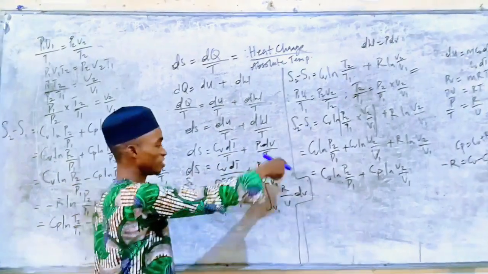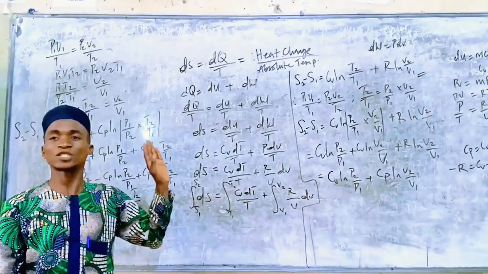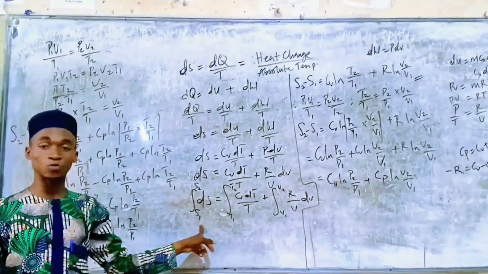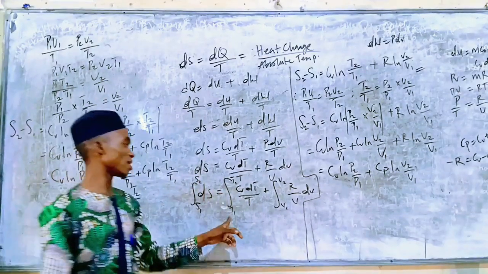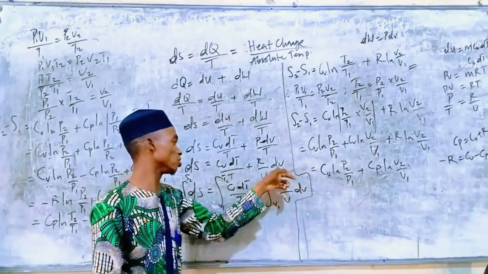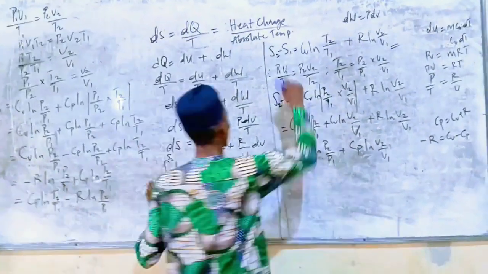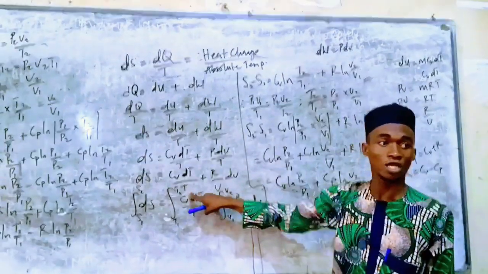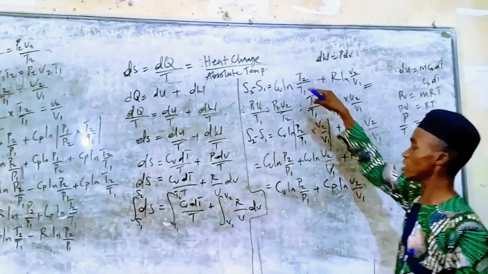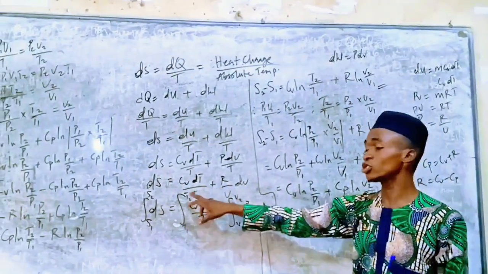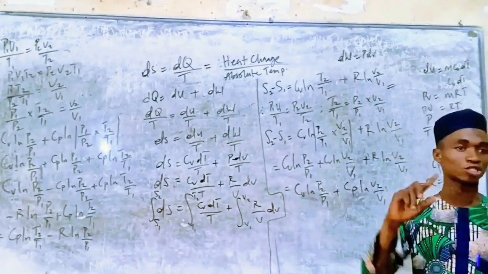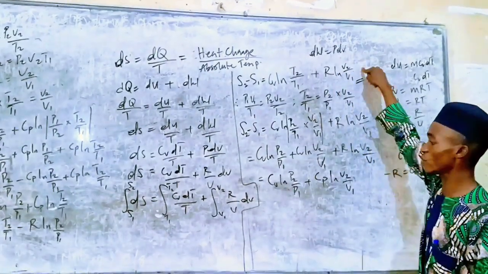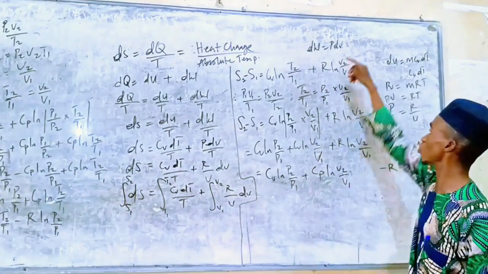CV dT over T plus R over V dV. At this point, we have to integrate the function from the initial to the final. At the first point where you have your entropy as S1 to S2, you are taking it from T1 to T2, and from V1 to V2. Now, if you integrate this function, you have S2 minus S1. You have CV ln T2 over T1, because CV is a constant and the integral of 1 over T gives the natural log. But remember that when working with ln, you don't say ln T2 minus ln T1, you say ln T2 over T1. Plus, here also you have R as a constant. You have ln V2 over V1. You don't say ln V2 minus ln V1, you say ln V2 over V1.